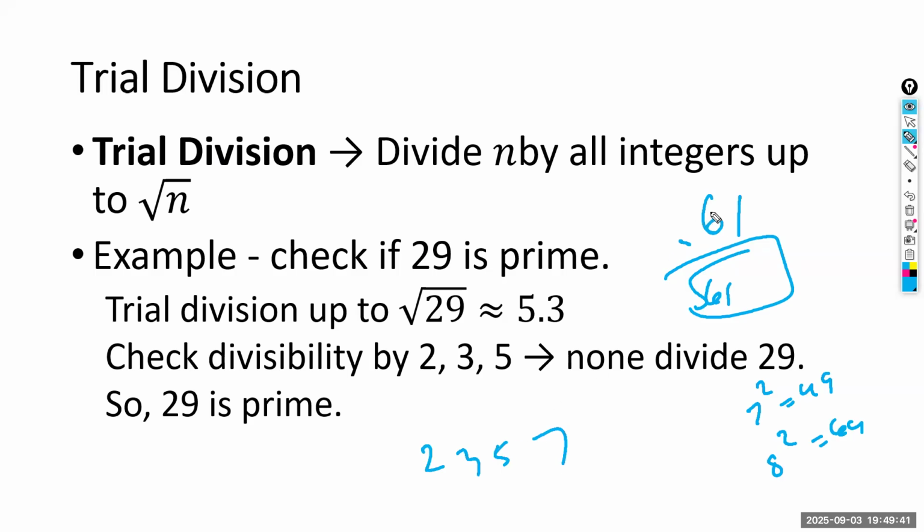If 61 is divisible by any of these prime numbers, this is not a prime number. If not, this is a prime number. Okay. So that is called trial division.